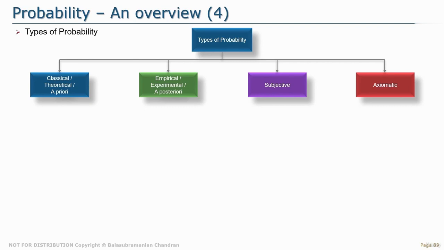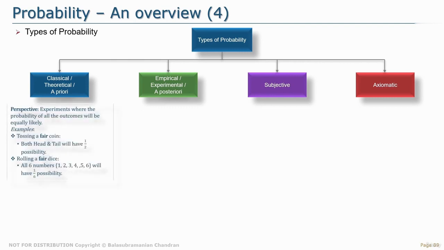How does the classical probability work? Perspective: experiments where the probability of all the outcomes will be equally likely. Examples: tossing a fair coin, both head and tail will have half possibility. Rolling a fair dice, all 6 numbers 1, 2, 3, 4, 5 and 6 will have 1/6 possibility.